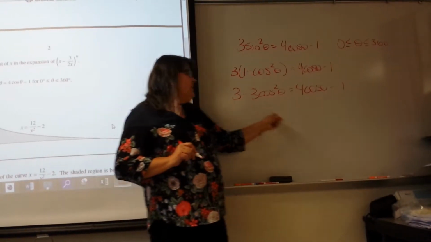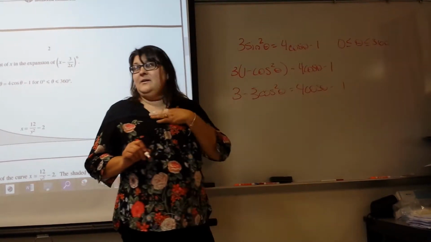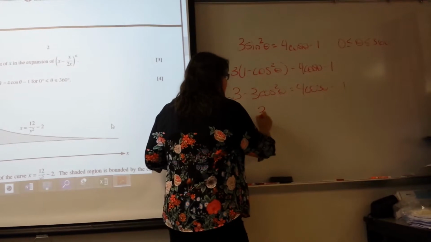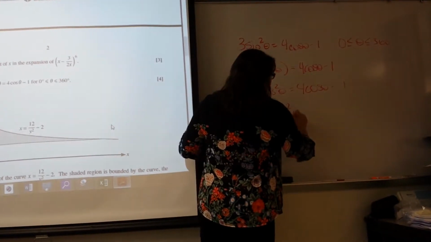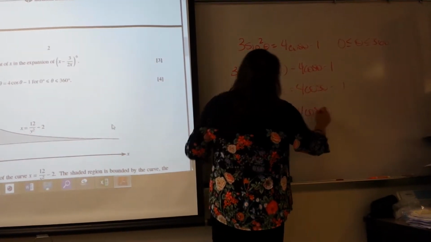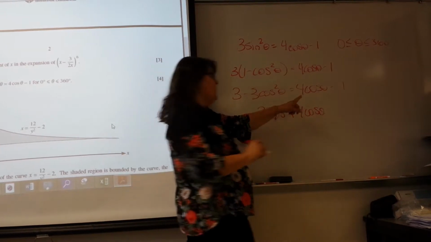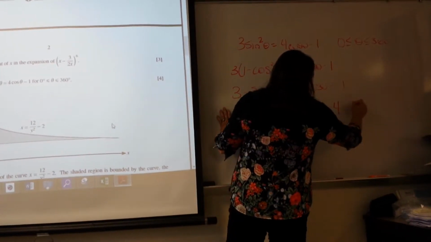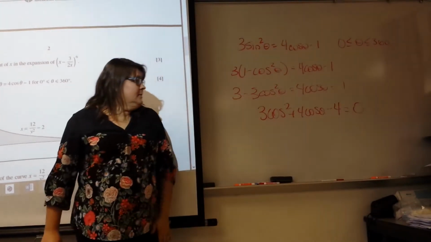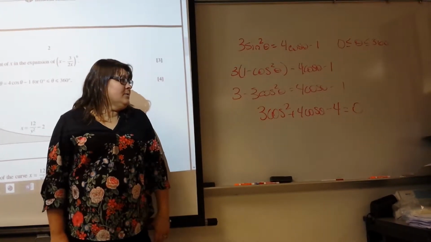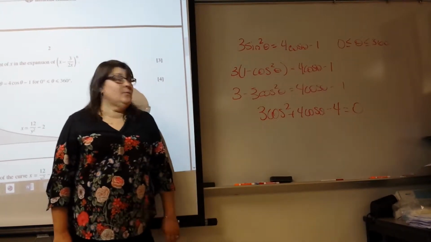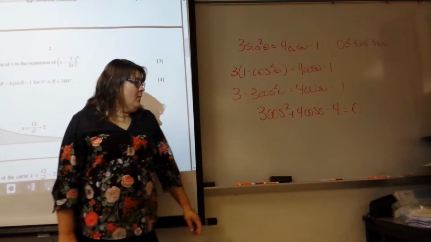So I'm going to bring the cosine squared over because I'm scared of the negatives, right? So 3 cosine squared plus 4 cosine theta, and I'm bringing the 3 over as well. So minus 4 equals 0. Check my work. I added the 3 cosine squared, I left the 4 cosine as it was, and subtracted 3 from negative 1.